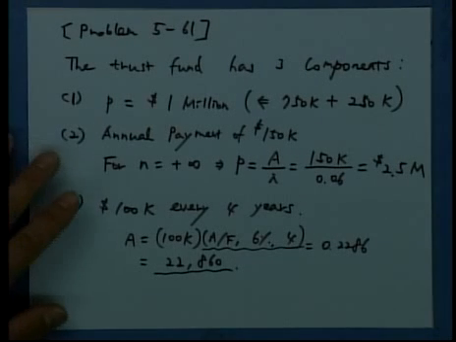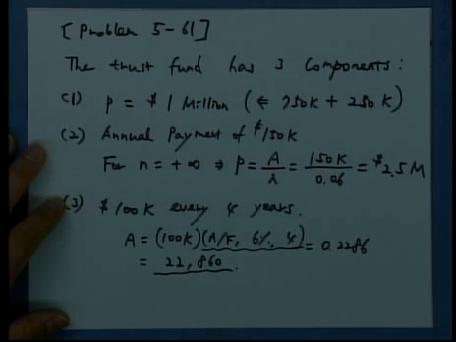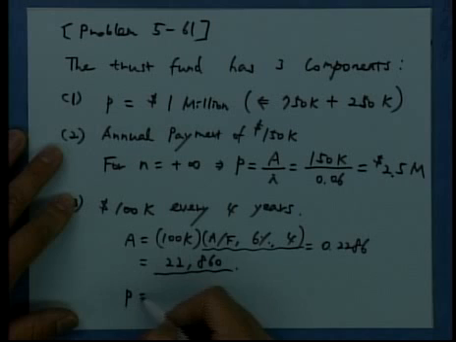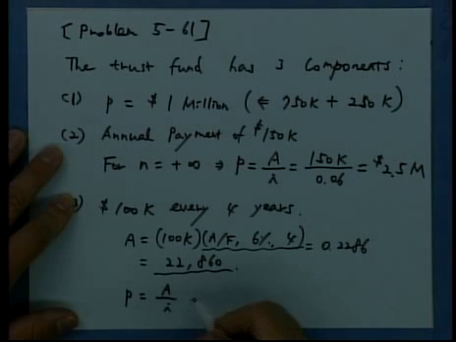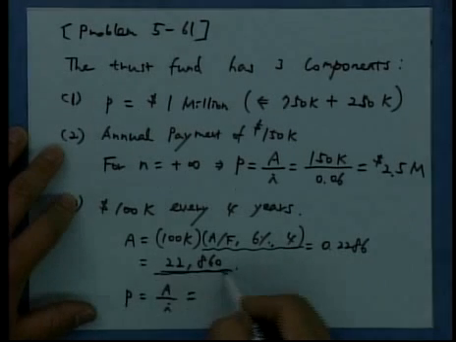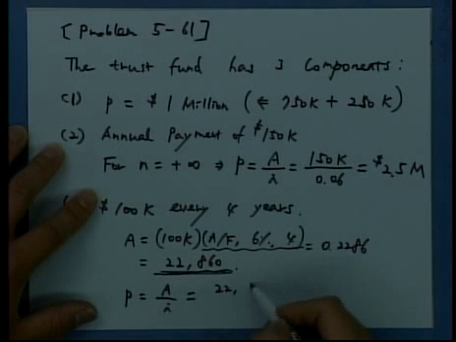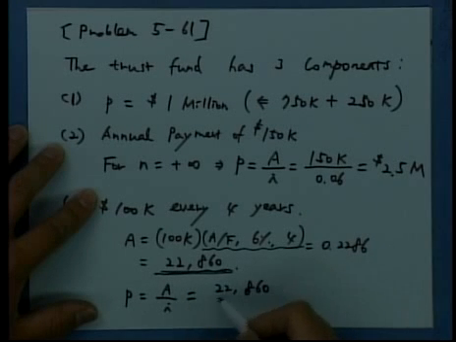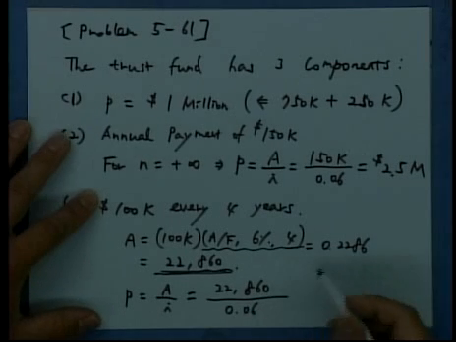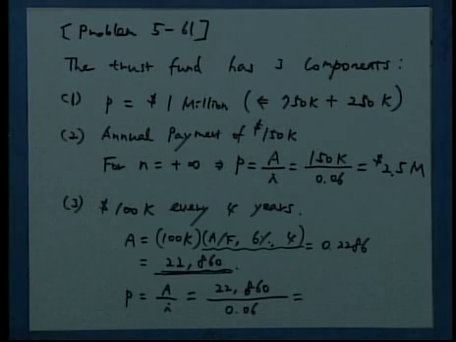And the present worth of this money for an infinite analysis period would be P equals A over i. A is $22,860, and then divided by the same interest rate, 6%, 0.06. So how much is this?